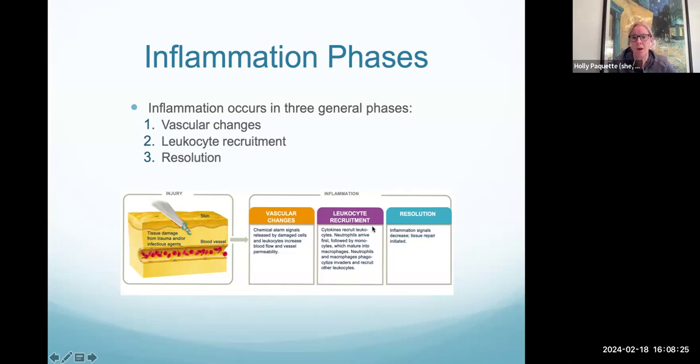The second thing that we should see is what is called leukocyte recruitment. So the recruitment of white blood cells. This is cytokines that get released that bring in more neutrophils and monocytes and different phagocytes to come in and help clean up the mess, right? Take care of the infection and clean it up.